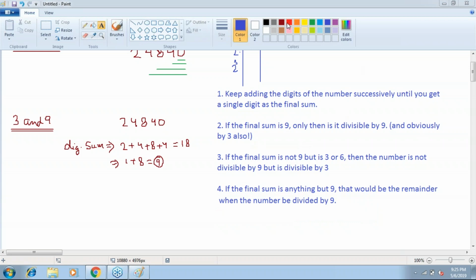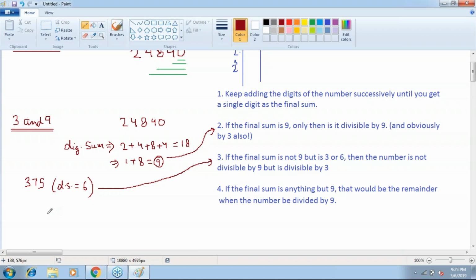So if the number is 375, let's find the digit sum. What is the digit sum? 7, 5, 12, 12, 3, 15. 15 is 6 again. So the digit sum is 6. So this number is not divisible by 9, but is divisible by 3. This is what rule number 3 says, and the previous example is what rule number 2 says.